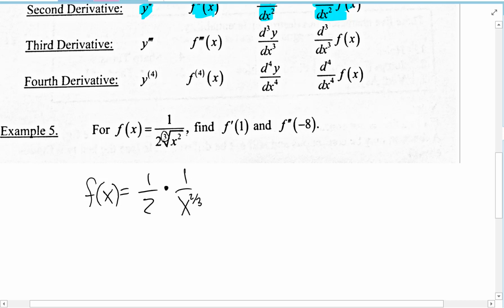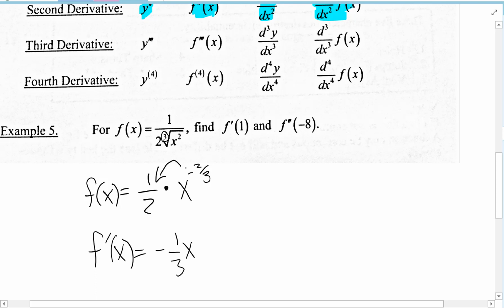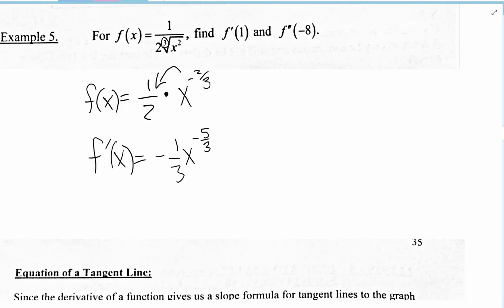The root becomes your denominator, x to the 2/3, but I'm going to bring it up, so x to the negative 2/3. Let's derive f prime of x: pop down the power, which is negative 1/3, times x to the negative 2/3 minus 3/3, which is negative 5/3. Now there's absolutely no reason for me to simplify this. No reason for me to put this in the denominator.